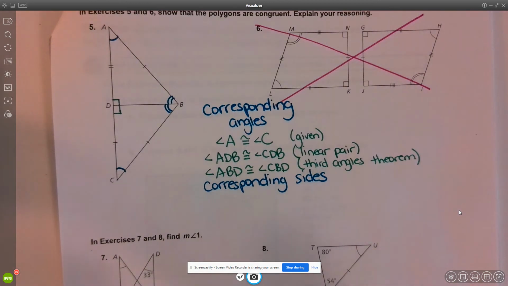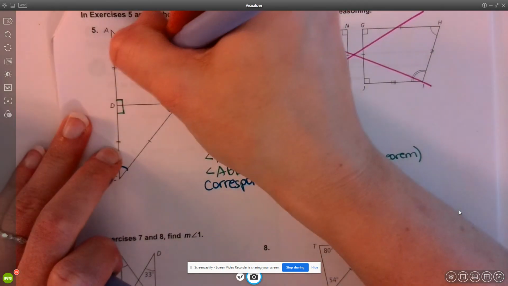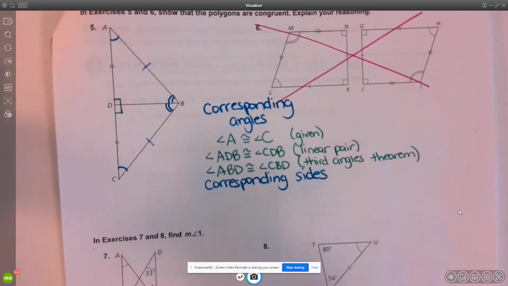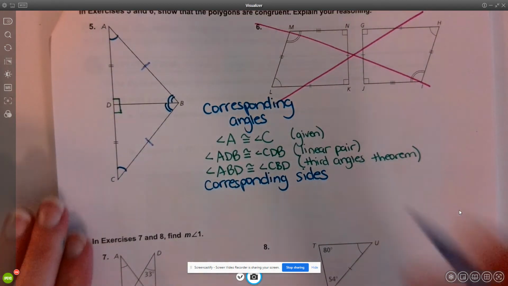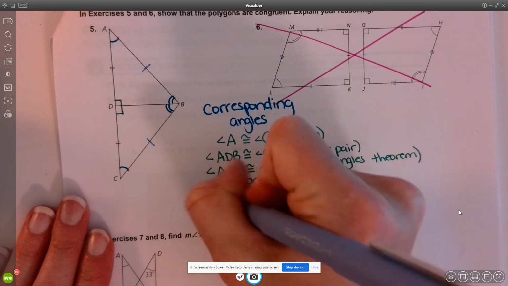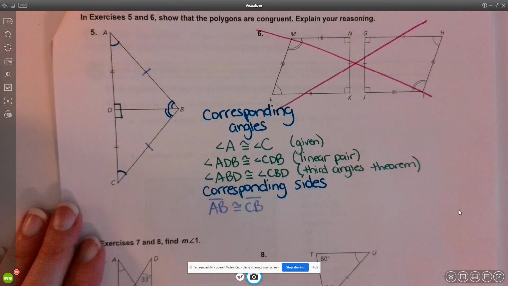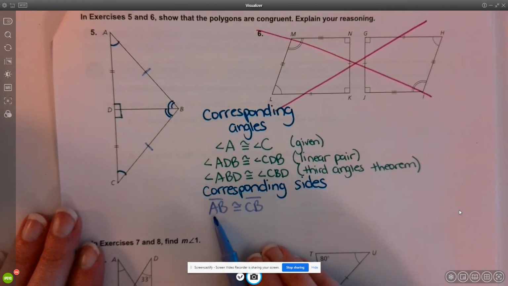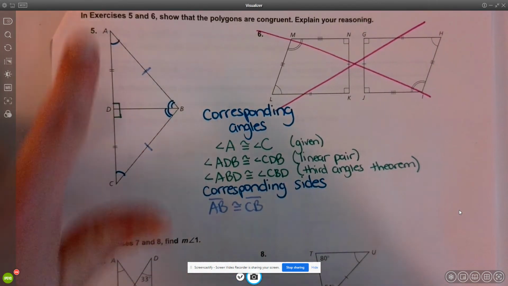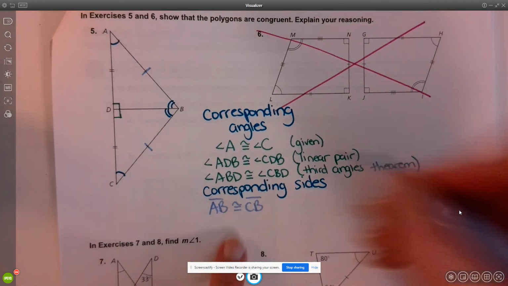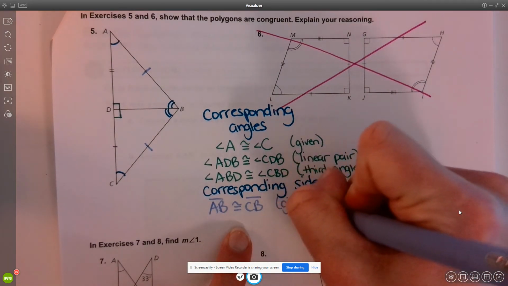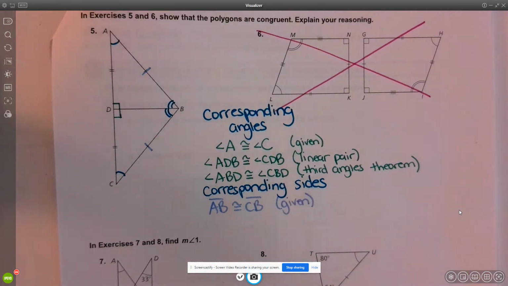So now I have to go find the corresponding sides. Okay. So I'm looking for congruent sides in these triangles. I notice with tick marks that line segment AB is congruent to line segment CB. Make sure you're putting the order correct. We want to make sure our letters match up to the ones that they correspond with. And I knew that because it was given with tick marks. It was given in the picture.